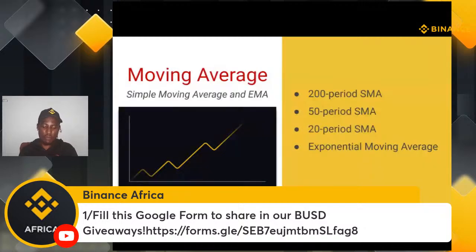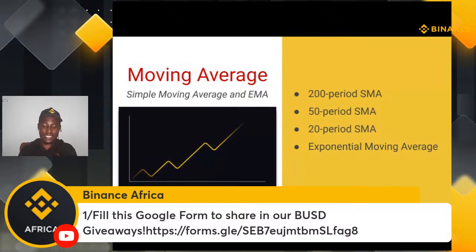So if the 50 moving average crosses the 200 moving average from up to down, it could be a death cross, an indication that a bear market is looming. So it helps you to take a decision to either still stay in the market and watch where it's heading, or take your profit and stay safe in a stable coin position.